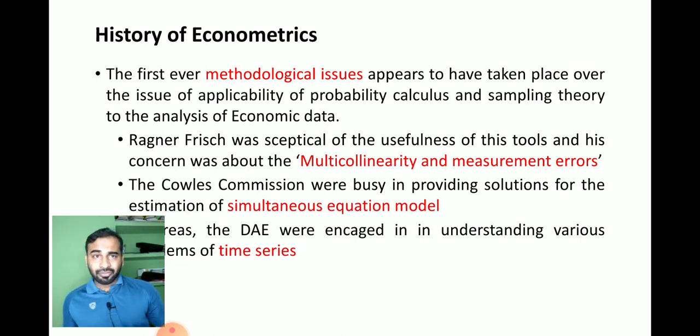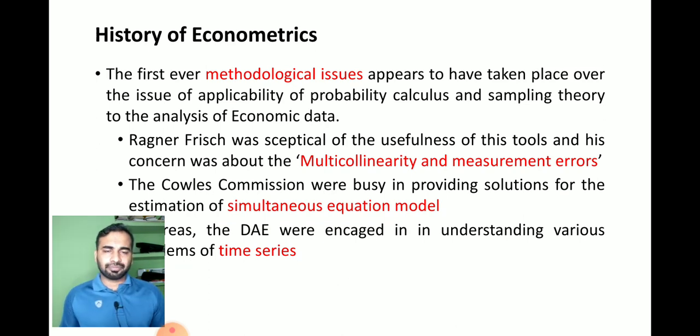Ragnar Frisch was skeptical of the usefulness of the tool, and his concern was about multicollinearity and measurement errors. Ragnar Frisch was always concerned about the multiple regression model and the multicollinearity problem that arises in it, and how to measure and solve this multicollinearity issue. This was the area where Ragnar Frisch worked, whereas the Cowles Commission were busy providing solutions for the simultaneity bias issue or simultaneous equation model.